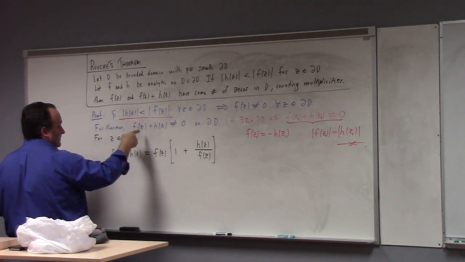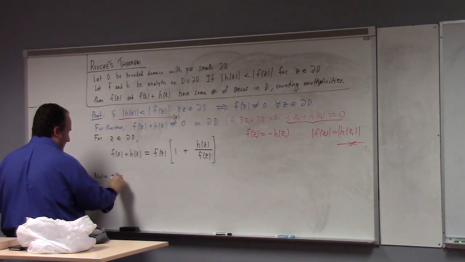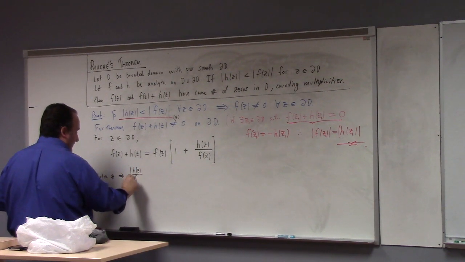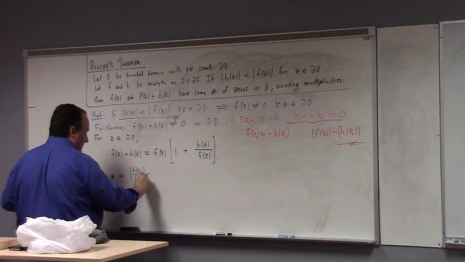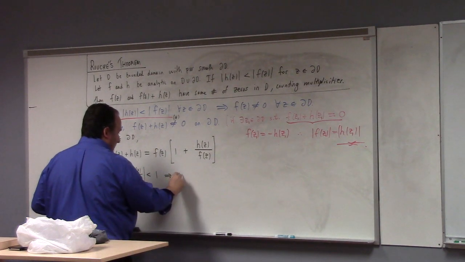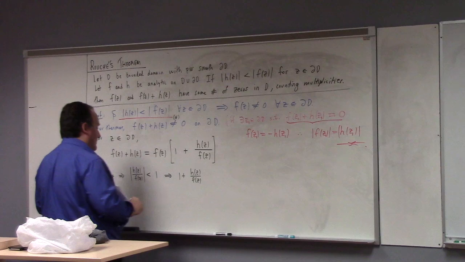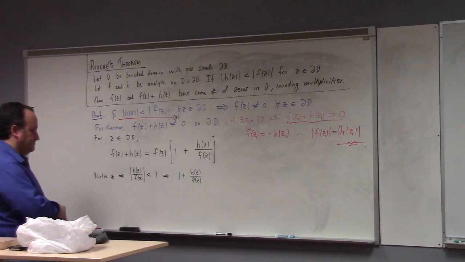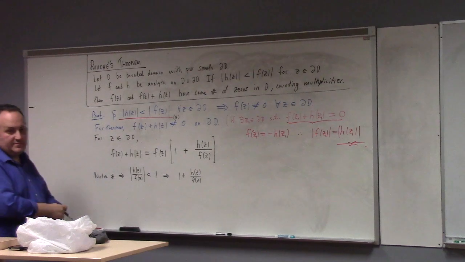Notice that since we're given, let me call this thing star, notice star implies that the modulus of h of z over f of z is what? If I divide f of z to the other side, I have that this is less than 1, right? Which tells me that 1 plus h of z over f of z, what does it tell me about that? If this has modulus at most 1, not even that, right?